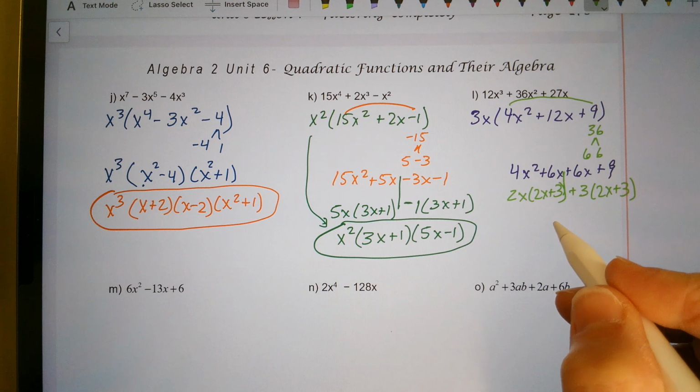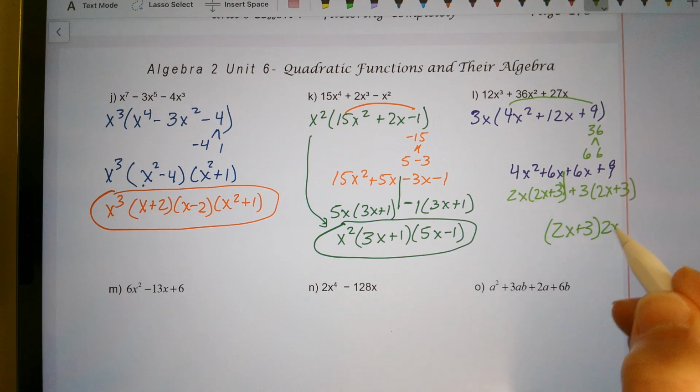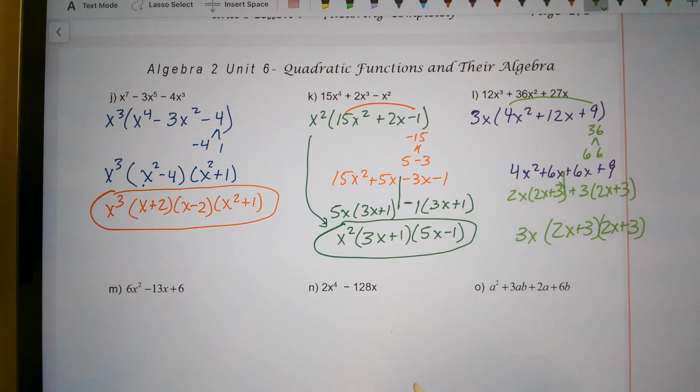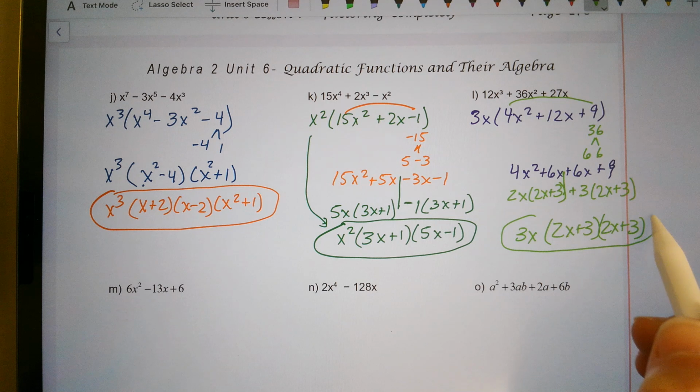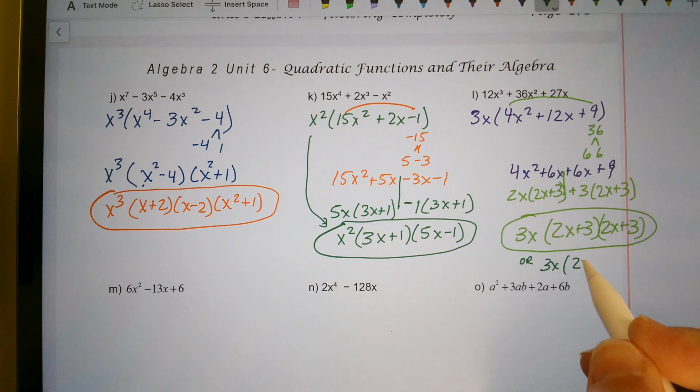Okay, so we have 2x plus 3 in parentheses, and then we have 2x plus 3 outside, and our GCF is 3x. And this is our complete factorization. Just keep in mind that this can also be written as 3x times (2x plus 3) squared.